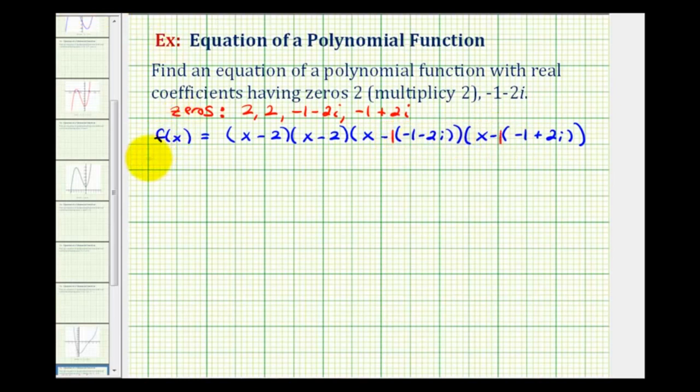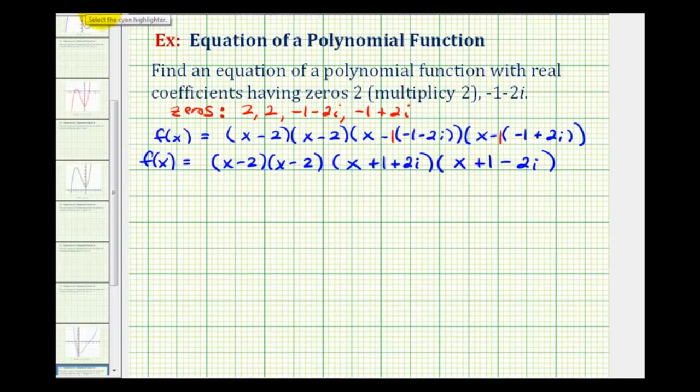So we have f of x equals, we still have 2 factors of x minus 2. And now here we're going to have x, we distribute the -1, we're going to have a positive 1 plus 2i, or plus 1 plus 2i. And then here when distributing a -1, we're going to have plus 1 minus 2i. So x plus 1 minus 2i. Now we need to multiply all this out. To do this, we're going to multiply 2 at a time. We'll start by multiplying these 2 factors. Then we're going to multiply these 2 factors. And then we'll find the product of these 2 products.